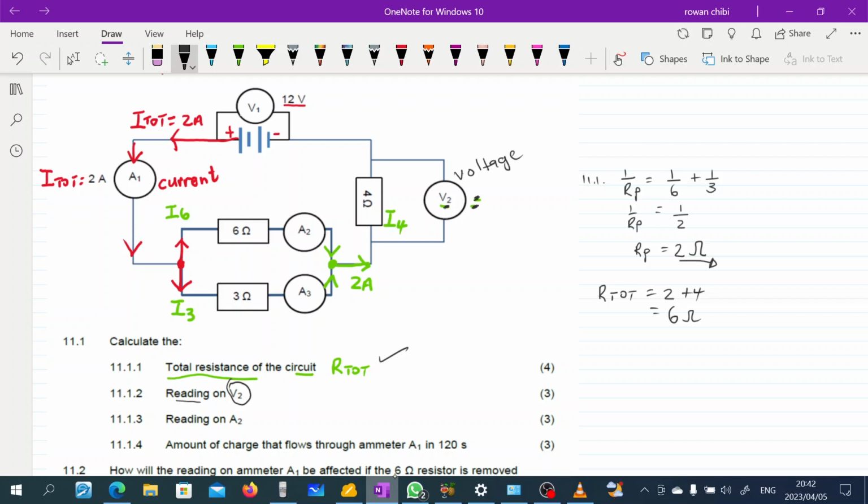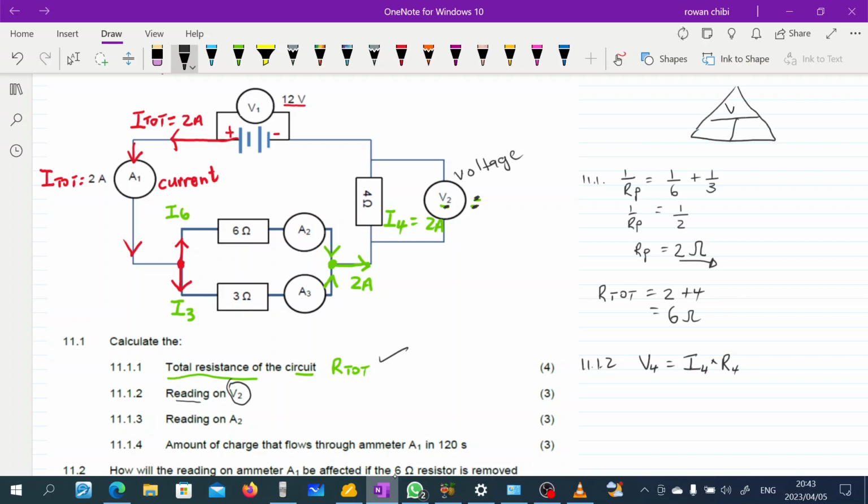We know this current that is going to the 4 ohm is 2 amps. It is the 2 amps that is coming up through the 4 ohm. So let's find the voltage. The formula for the voltage, we know, is 11.1.2. The voltage of the 4 ohm is equal to I of the 4 ohm multiplied by R of the 4 ohm. V is equal to I times R.